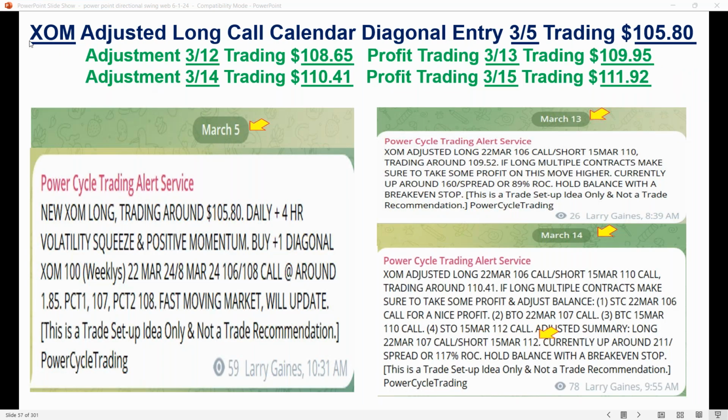And here are a couple others. This was a really nice one, and I think Exxon's starting to look good again. I want to go back to Exxon here in a minute and show you.